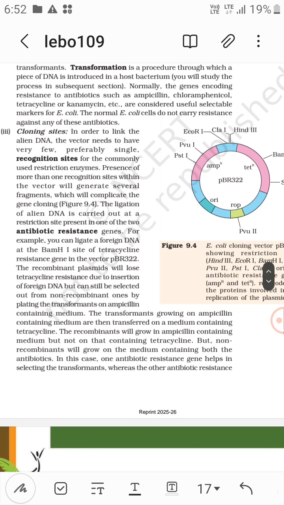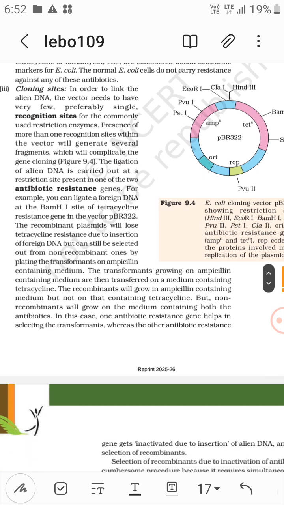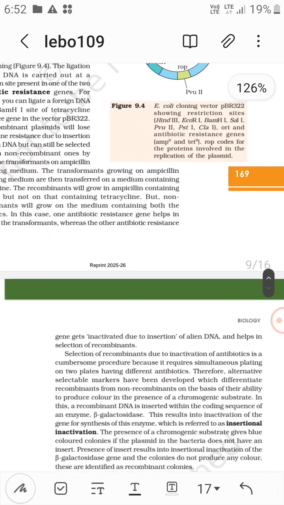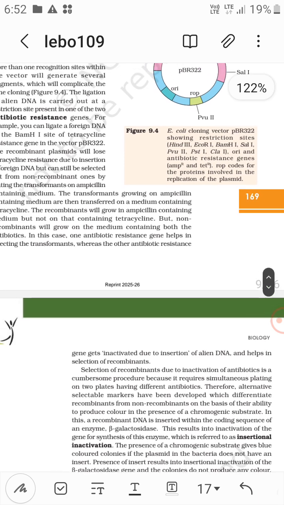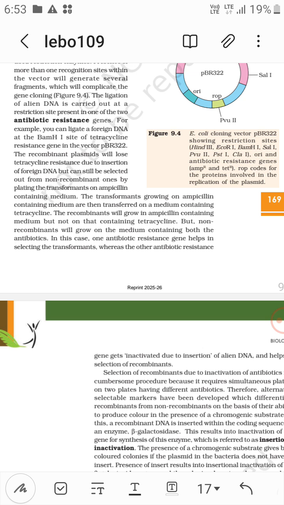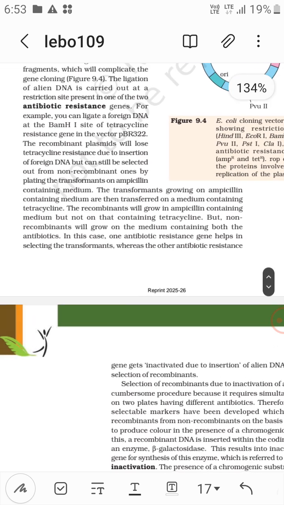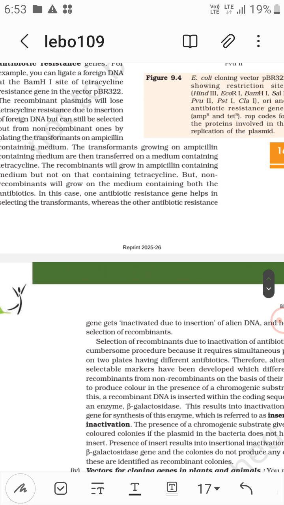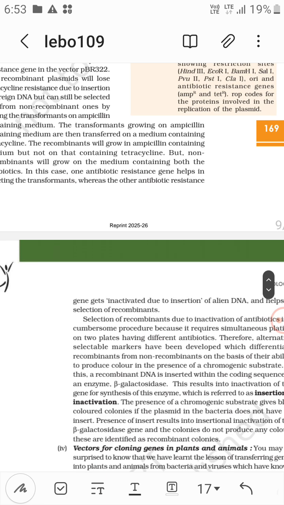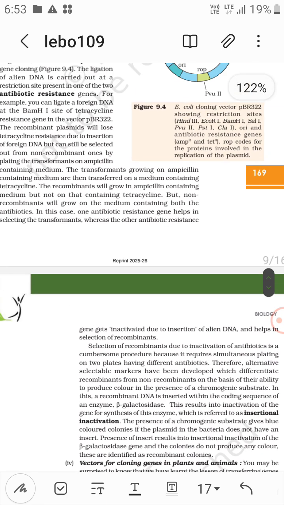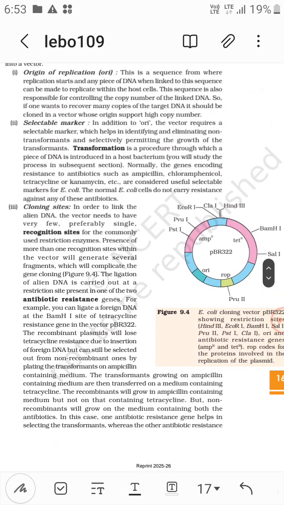In this case, one antibiotic resistant gene helps in selecting the transformants, whereas the other antibiotic resistant gene gets inactivated due to insertion of foreign DNA and helps in selection of the recombinant. So these are the selectable markers.